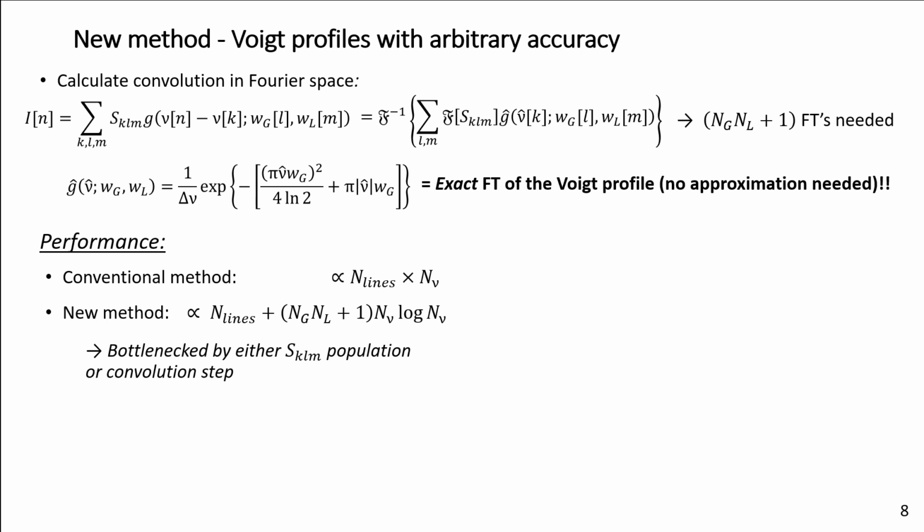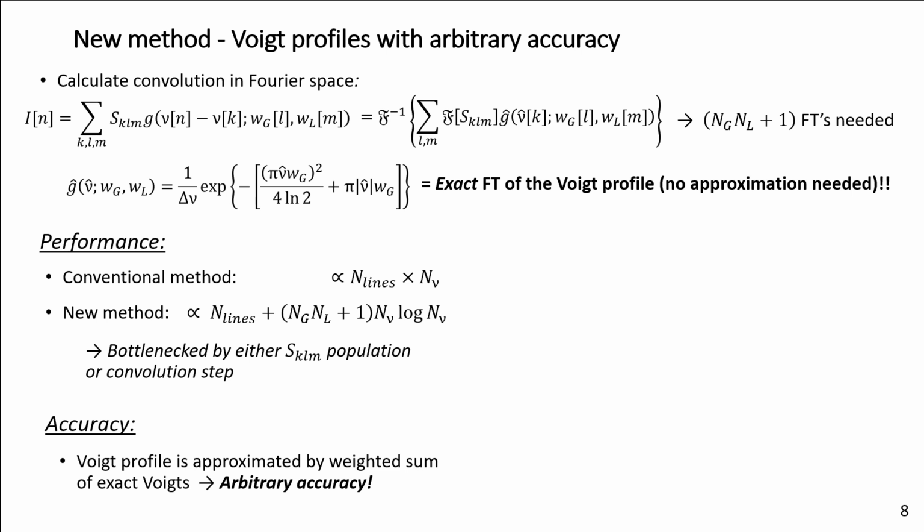When it is bottlenecked by the convolution step, the number of lines in the spectrum can be increased without noticeably increasing the computation time. In terms of accuracy, our line profile is not quite an exact Voigt profile. Rather, it's a Voigt profile approximated by the weighted sum of 8 exact Voigt profiles.